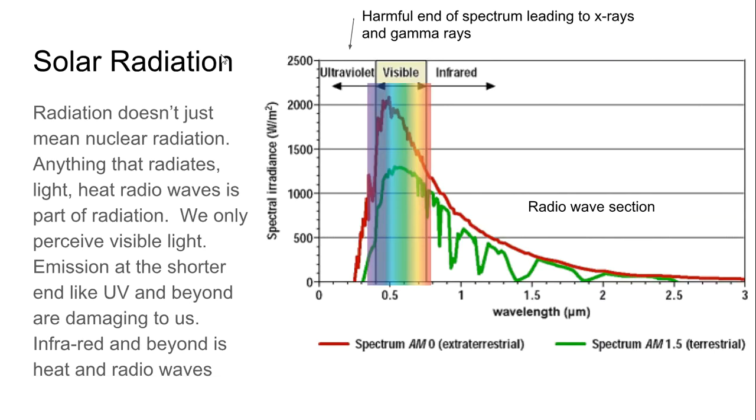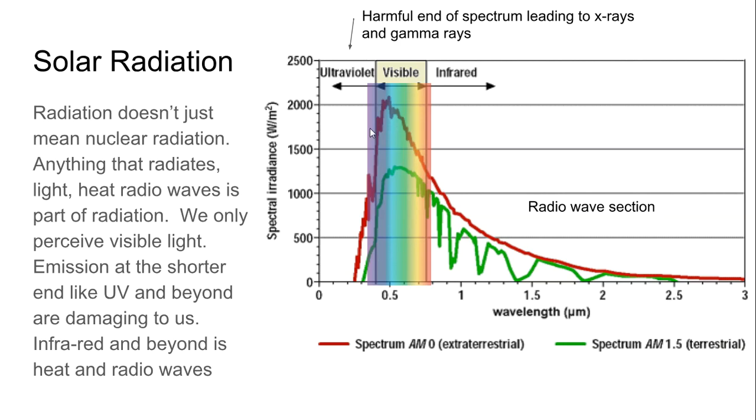The solar radiation from the sun is not just what we see, right? Anything that radiates doesn't just mean nuclear energy. It means light, infrared, ultraviolet. We looked at this in some detail in ecology. We can only see the visible light, but there's a lot more that comes from the sun.